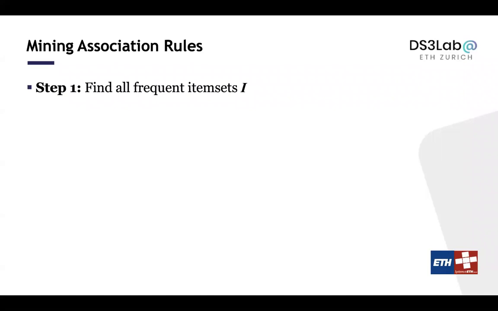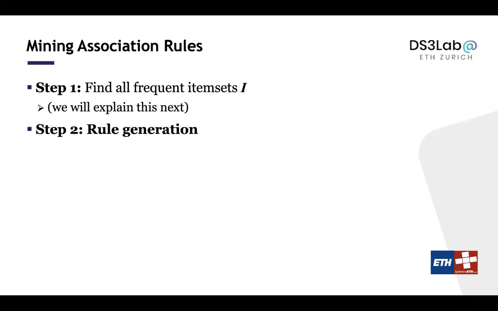So how can we do that? People have been studying this for decades, and here's one very simple algorithm that we are going to talk about. The goal is to find all the association rules with high support and also high confidence. The first step is to find all frequent item sets. We will talk about how to do that later. And then once you get all those frequent item sets, you generate rules out of those.